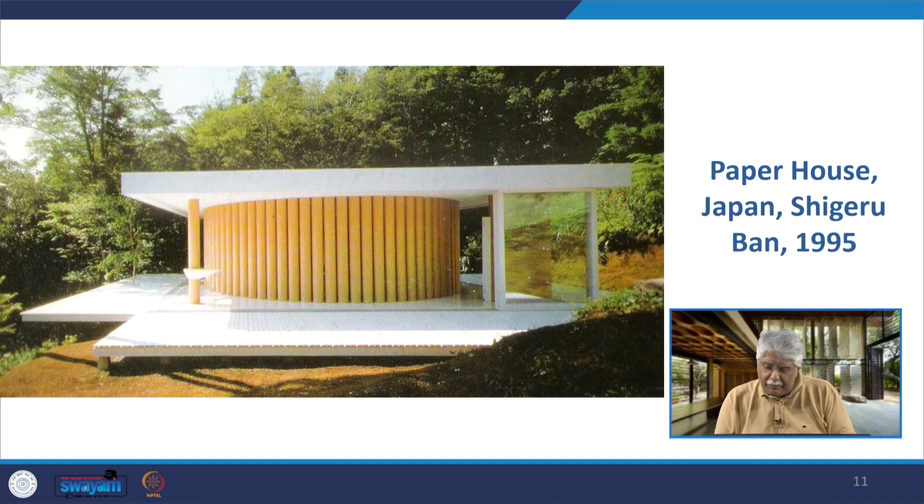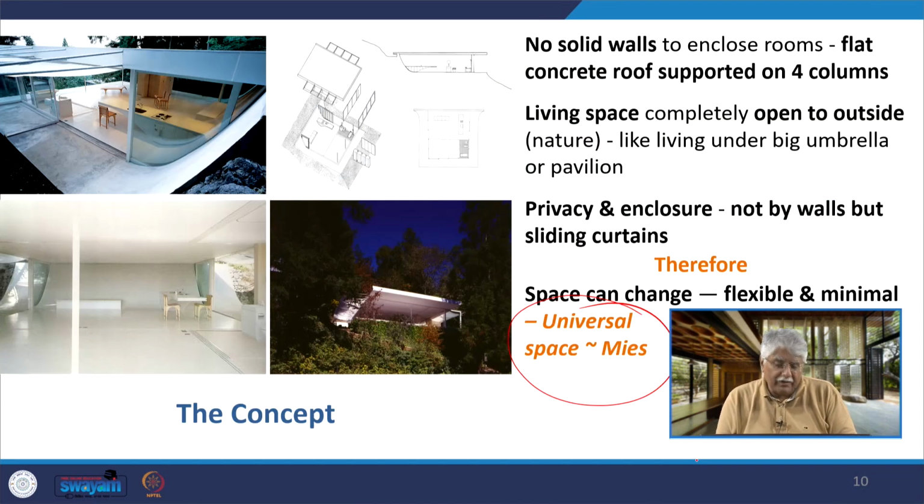Then we come to the paper house by Shigeru Ban. One more thing I like to recall here is that this house is very close to the idea of the Japanese house. The same idea of lightweight panels dividing spaces, they can open up, can become one single space. The same idea has been implemented in the wall-less house.